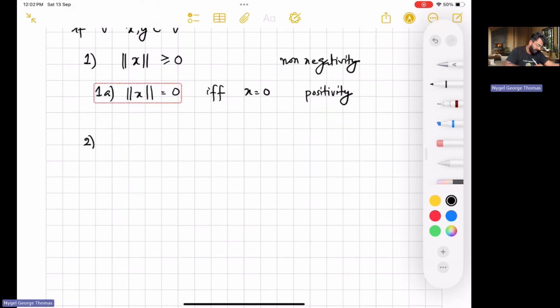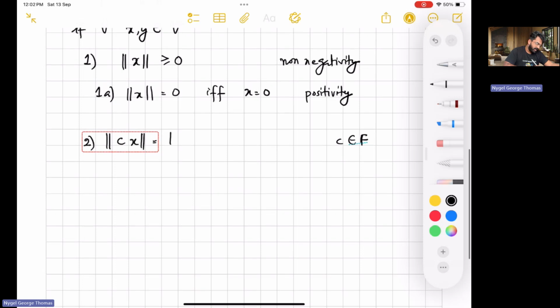The next property is something which is known as homogeneity. So if we scale this vector by some scalar c, where c belongs to the field F, then the new norm, the norm of the scaled vector, is modulus of c times the norm of x for all c belonging to F and x belonging to V. So this is known as the homogeneity property.